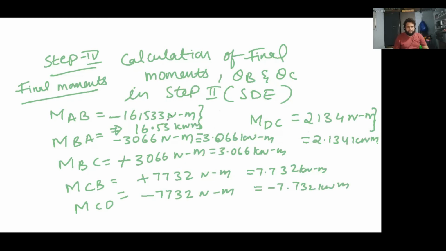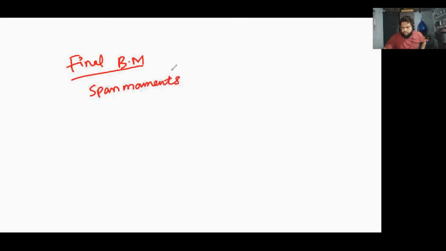Now what we will do is we will be seeing, sorry, not fixed end moment, the final bending moment diagram with the help of final moments, and also with the help of span moments. To write this, first of all, we require span moments. For the span moments, we require W L square by 8 for AB span. This is W L square by 8.